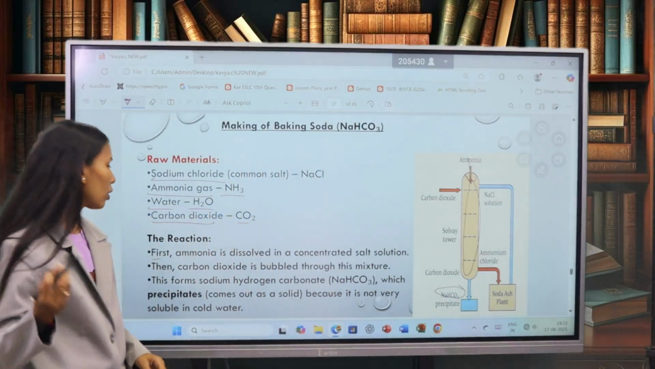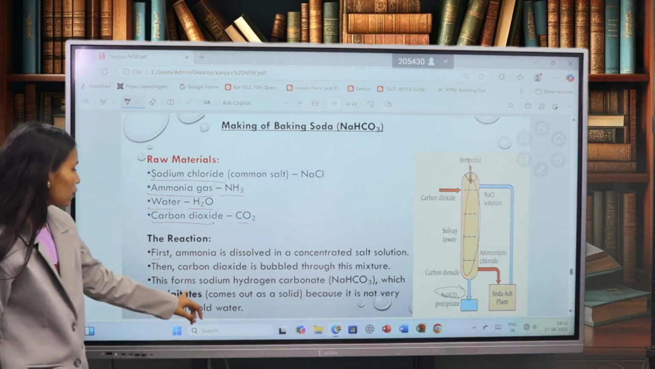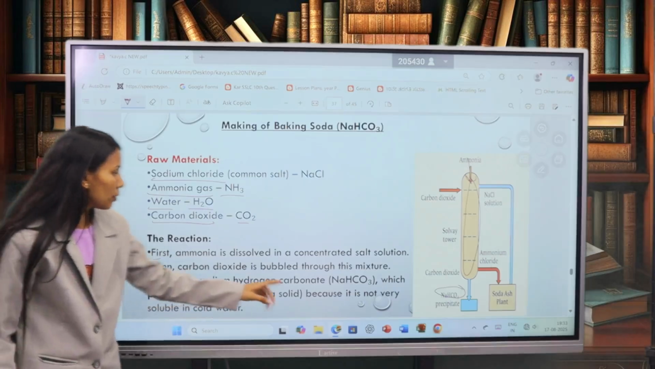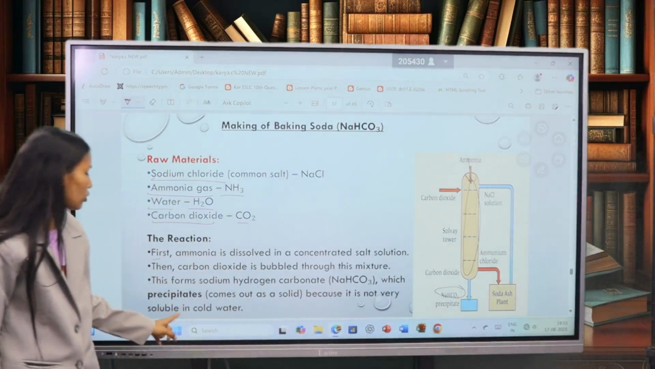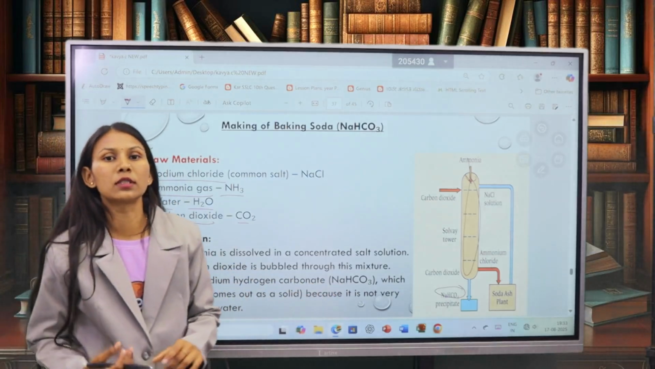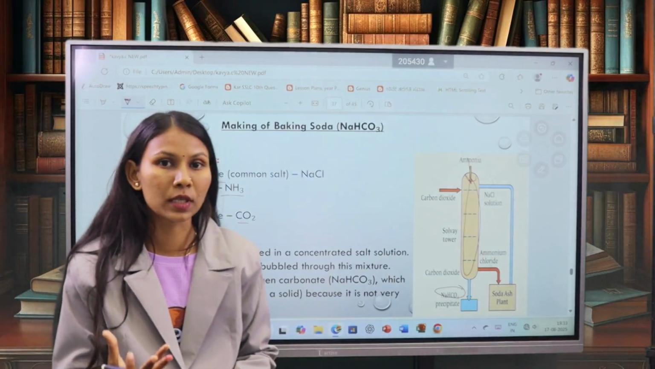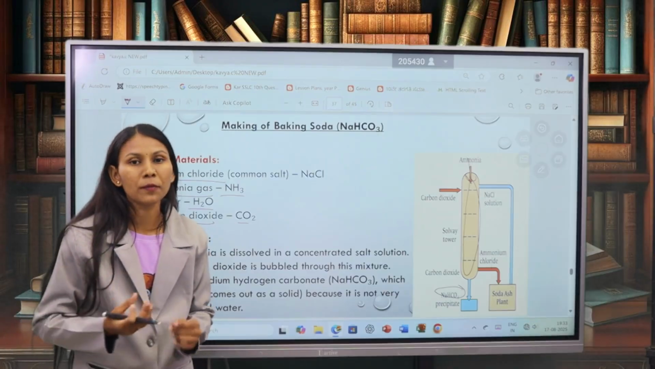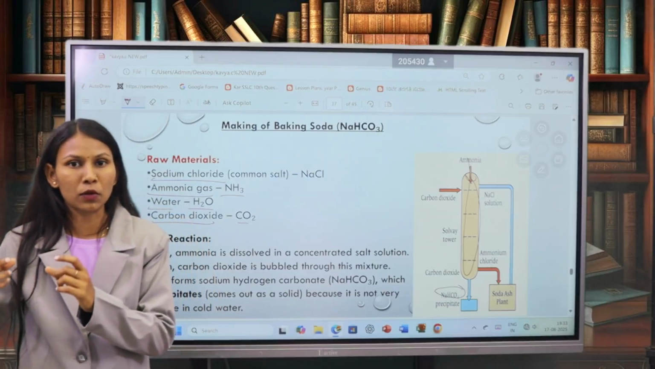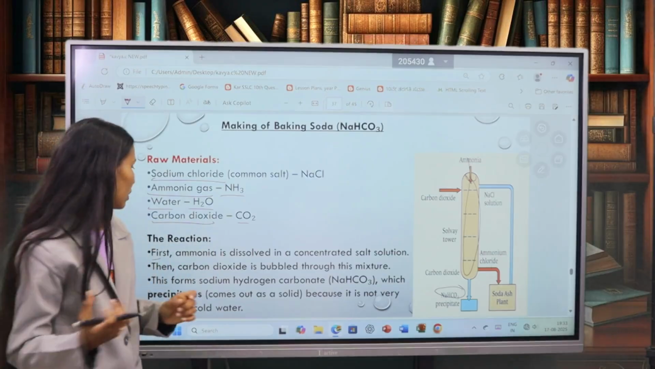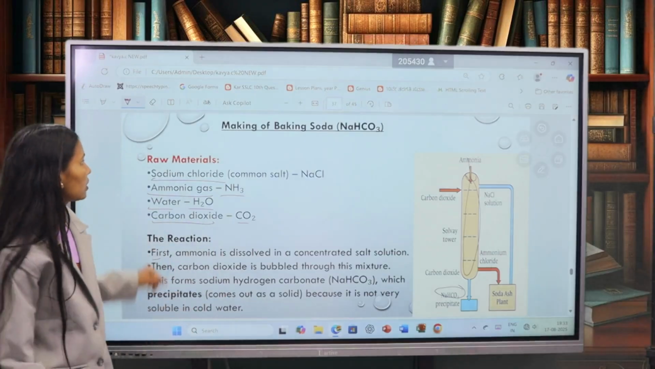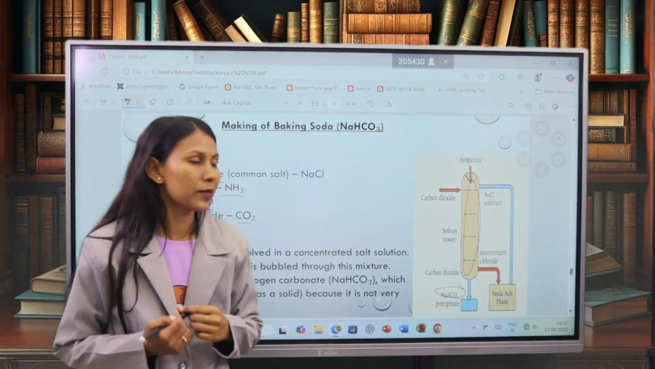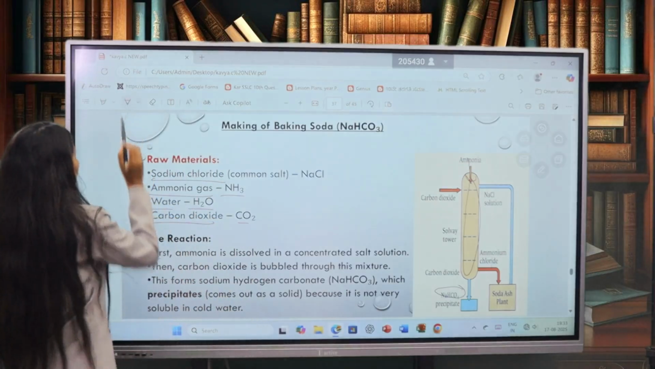Why precipitated form? Let me explain. This forms sodium hydrogen carbonate which precipitates because it is not very soluble in cold water, children. That is why it turns into a precipitate, an insoluble substance formed at the bottom of the solution. This is how baking soda, NaHCO3, is formed. So let's see next.